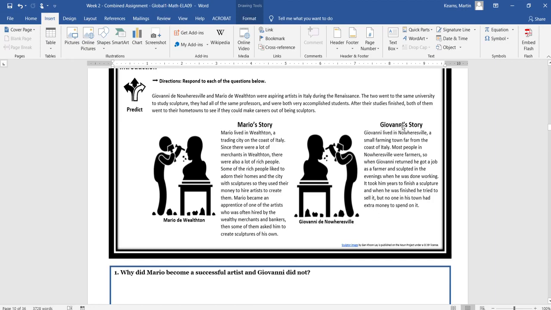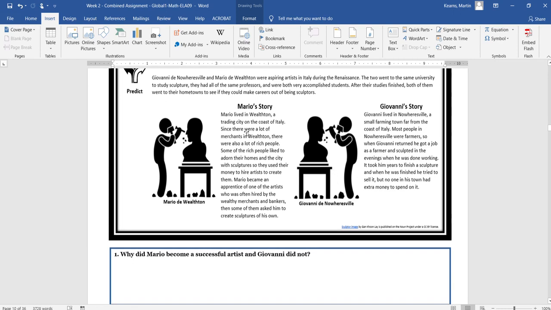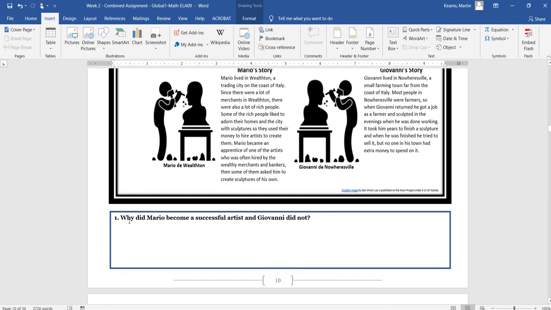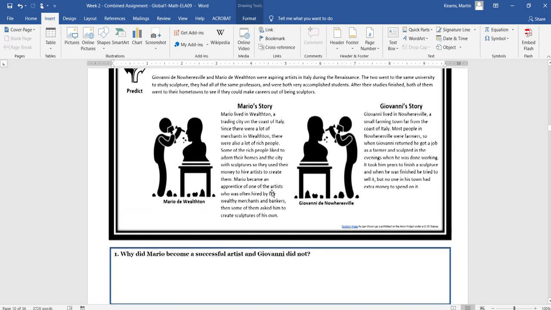Giovanni's story. Giovanni lived in Nowheresville, a small farming town far from the coast of Italy. Most people in Nowheresville were farmers, so when Giovanni returned, he got a job as a farmer and sculpted in the evenings when he was done working. It took him years to finish a sculpture, and when he was finished, he tried to sell it. But no one in his town had extra money to spend on it. All right. So you're going to answer the question, why did Mario become a successful artist and Giovanni did not? If you guys are having trouble with the reading, just rewind the video a bit and my narration might be able to help you out.